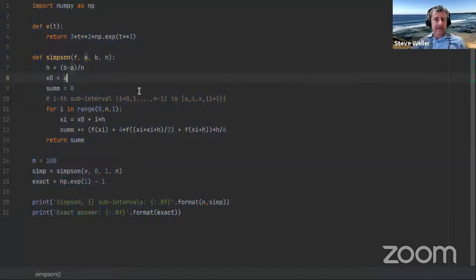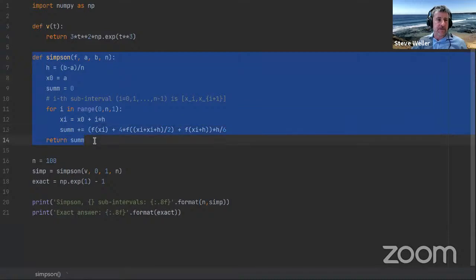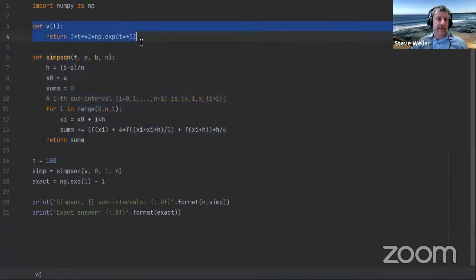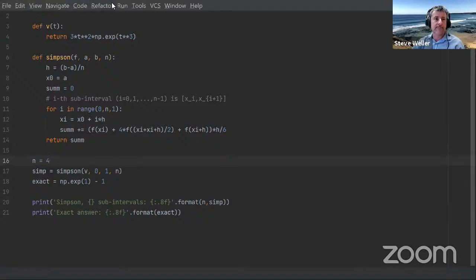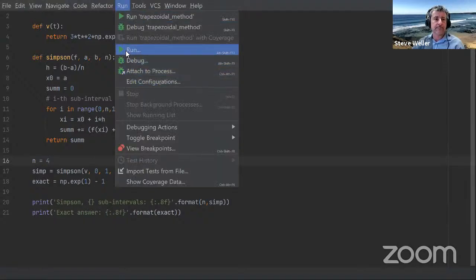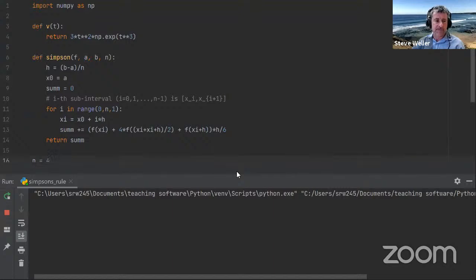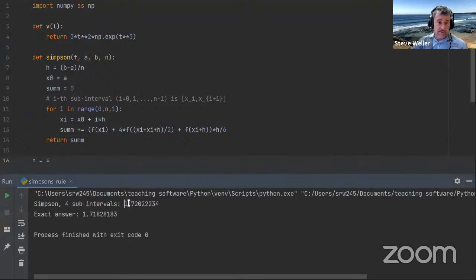Simpson's rule, this is exactly the code that you've just seen on the slide. Function defined in lines 6 to 14, function to integrate on lines 3 and 4. And we're going to start by calling it with 4 panels. Run Simpson's rule, and we see that even with 4 panels, 4 subintervals, we get a pretty close answer. We get an answer that's correct to 2 decimal places with just 4 subintervals.